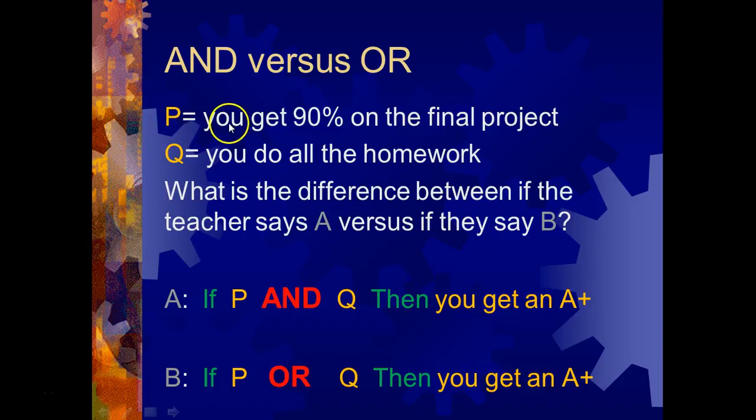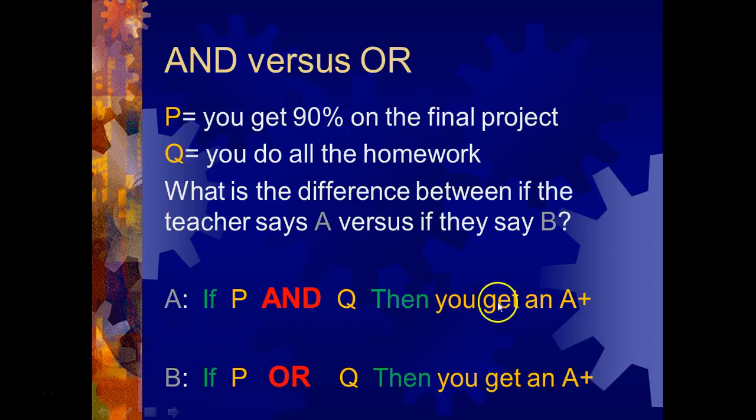suppose P is the statement you get 90% on the final project. So that's a statement that someone got 90% on their final project. Talking about your final project in this class, for example. So P is the statement that you got 90% on your final project, and Q is the statement you did all the homework.